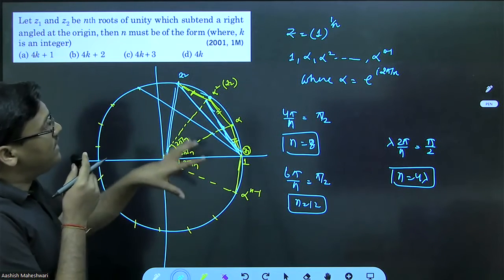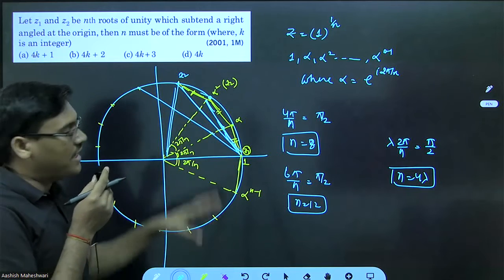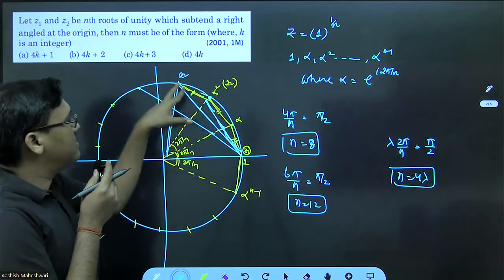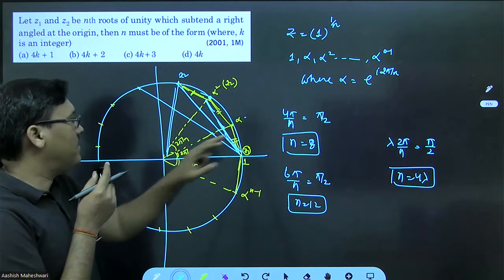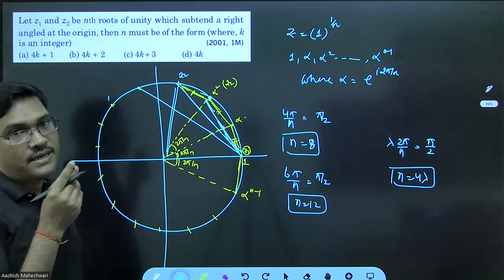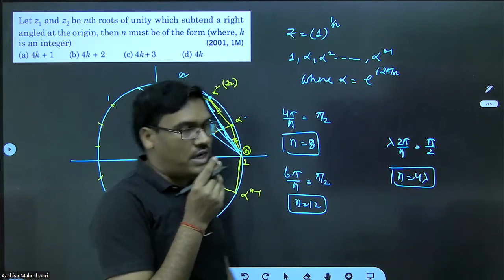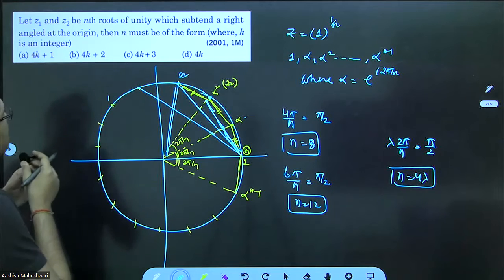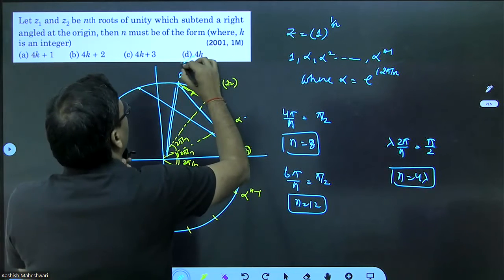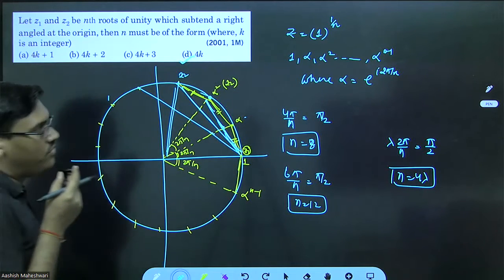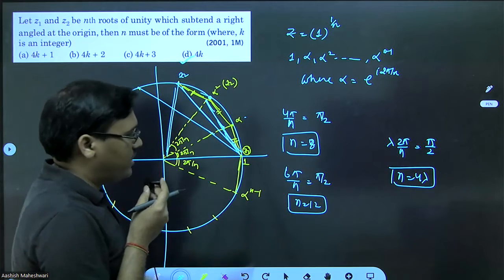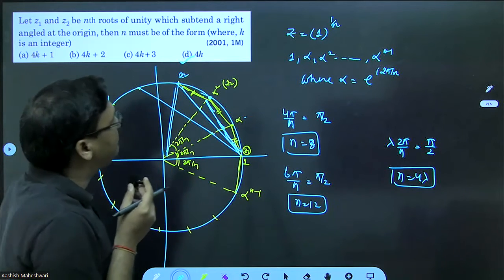Because it is not given in the question that they are consecutive. So let's say this is Z1 and this is Z2, or it may be possible that this is Z1 and this is Z2. I can have any number, right? So n should be equal to 4 lambda. So what is the answer? The number n should be of the form 4k. It should be a multiple of 4, right? So that is the question which we have.